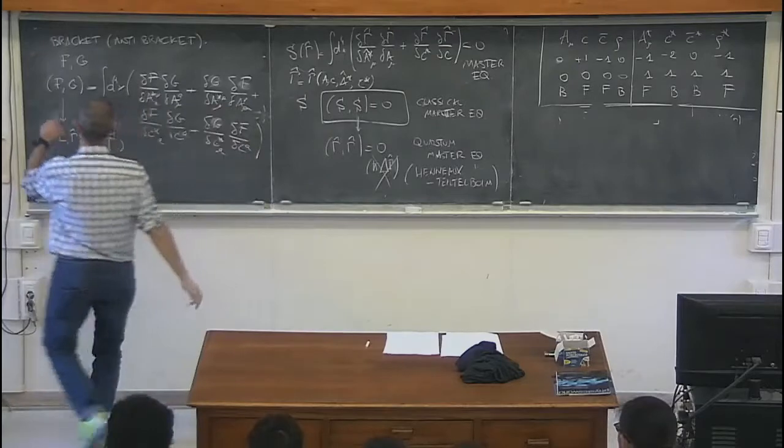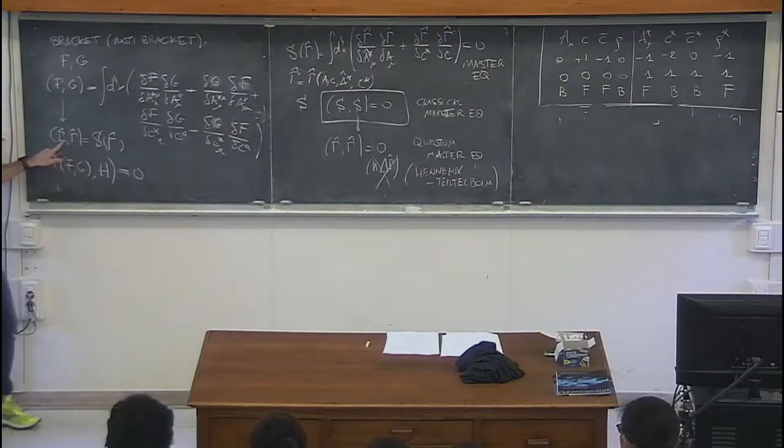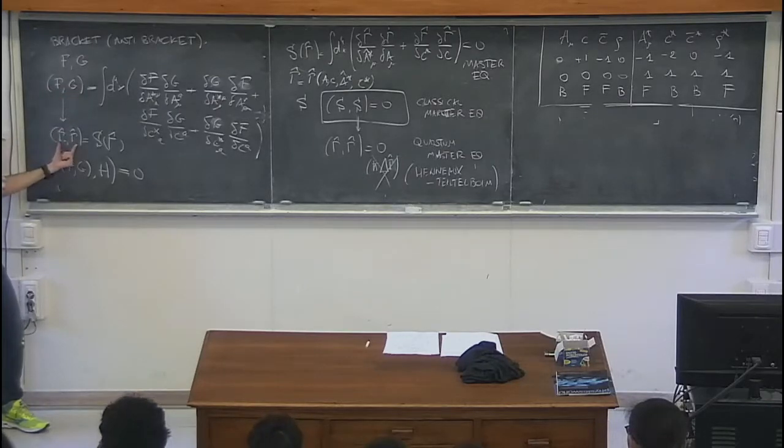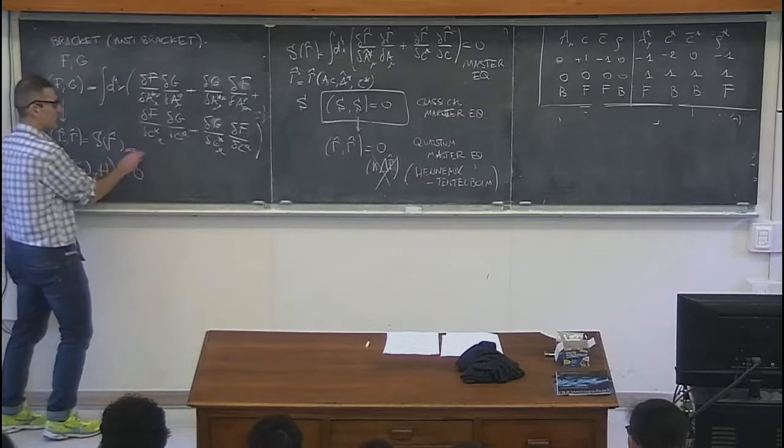Yes, this means that f and g are two generic functionals. Instead of f and g, you take gamma. Then it gives you the Jacobi identity, and this is equal to 0.